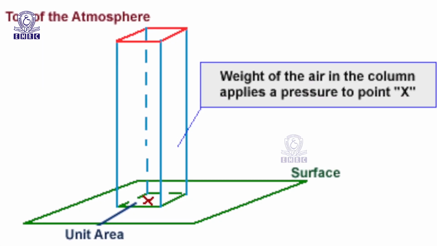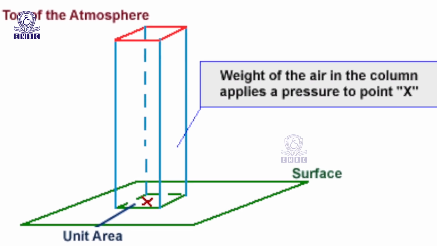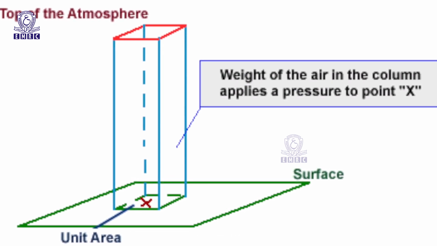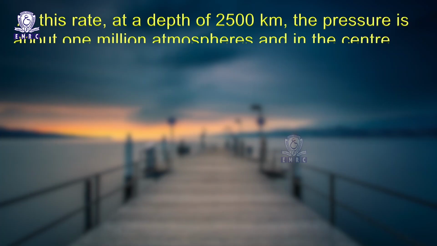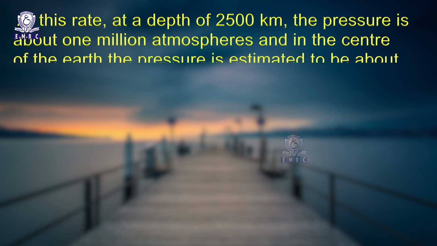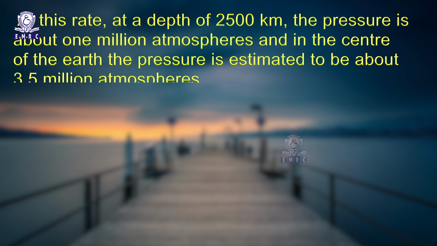The pressure exerted by the weight of the overlying material inside the earth has also been used to determine the composition and structure of the earth. 1 atmospheric unit equals a pressure of about 14.7 pounds per square inch. At this rate, at a depth of 2500 kilometers, the pressure is about 1 million atmospheres, and in the center of the earth, the pressure is estimated to be about 3.5 million atmospheres.